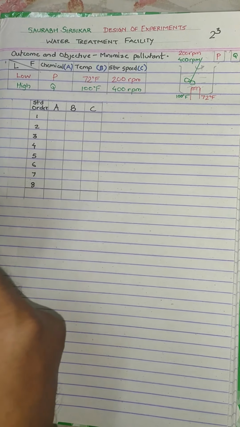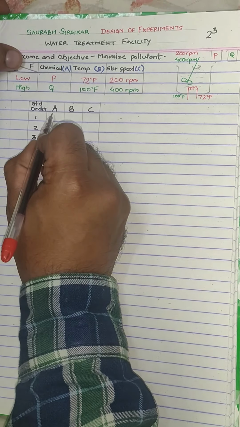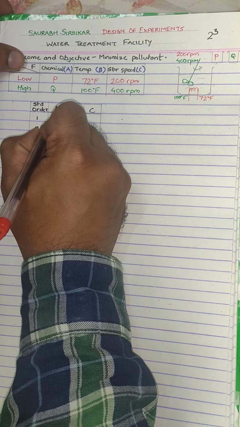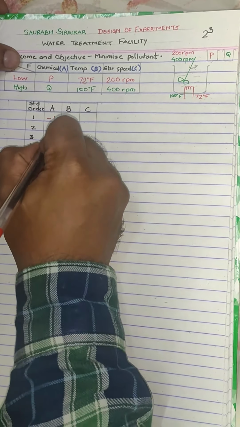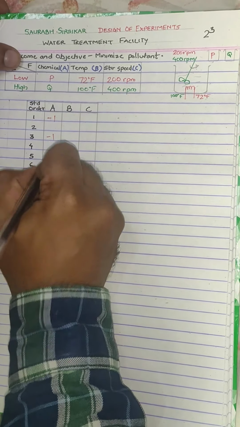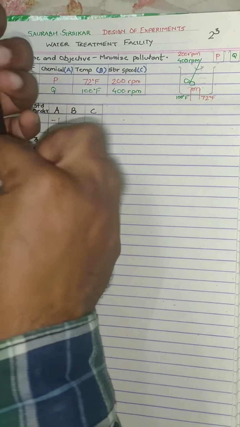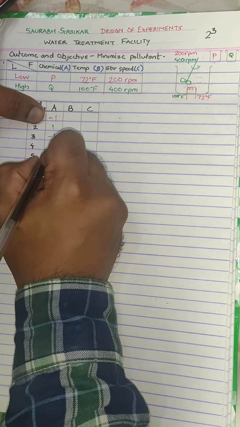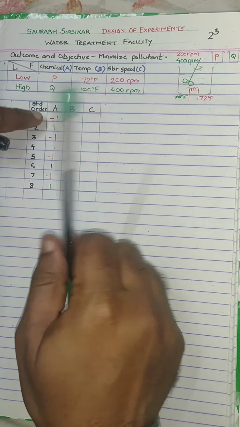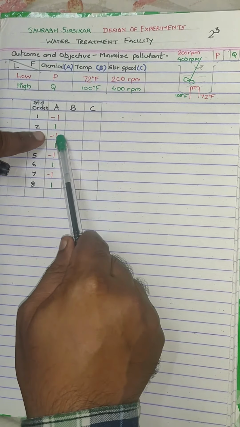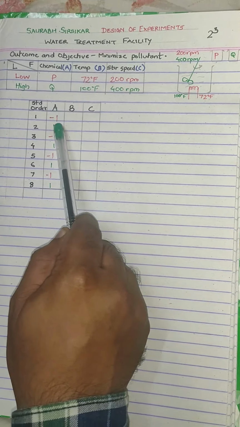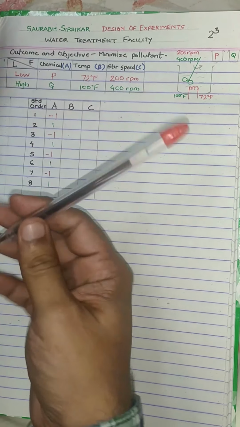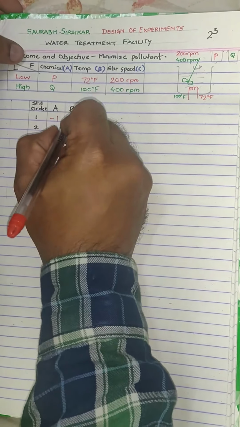Now what I will do is, first I will do it for A. For A I will change the signs fast. So -1, +1, -1, +1. I'm using different colors for this, so this will be +1, +1. So you see here that I am changing the signs quickly from lower level to higher level, lower level, higher level, lower level, higher level. Now when I go to B, I will change the sign slowly.